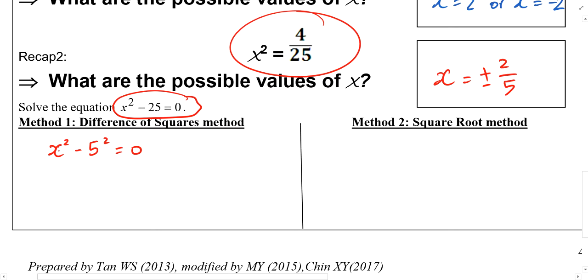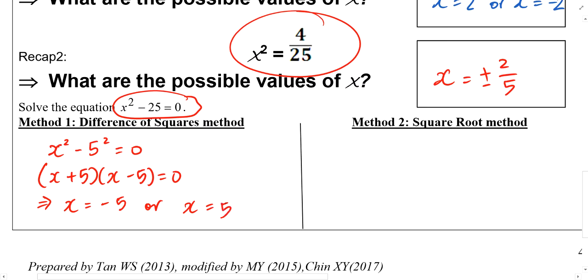Based on your mid exam, all that was covered. What should we do over here? x plus 5, then x minus 5 equals 0. Therefore x equals negative 5 or x equals 5. This is the first method.